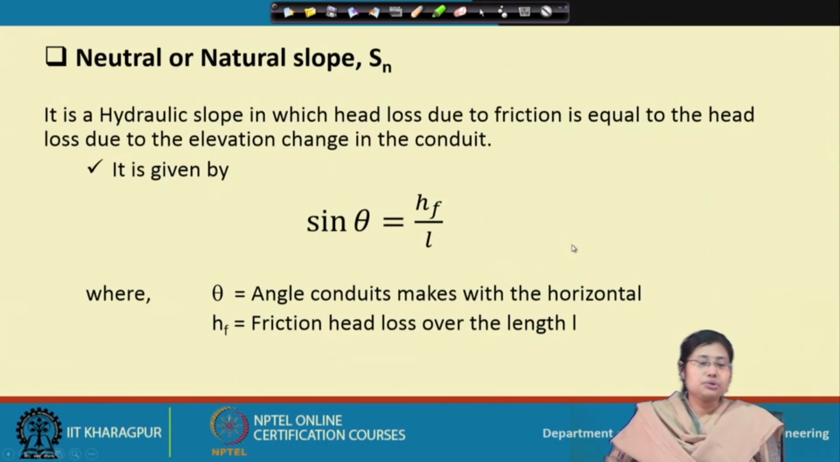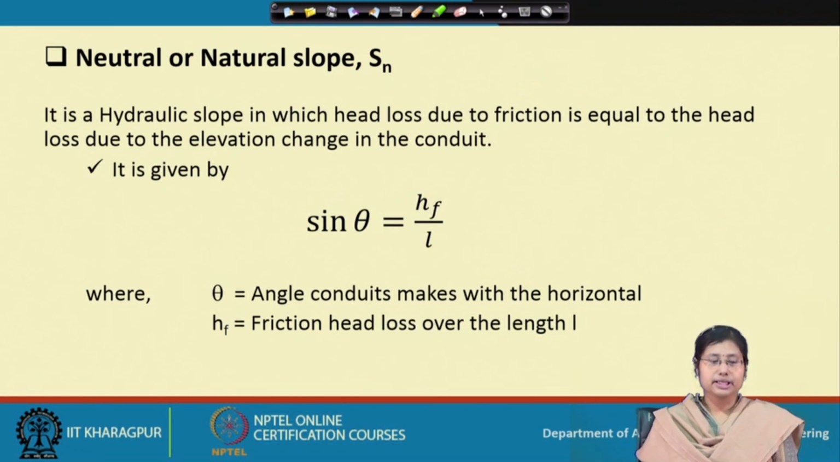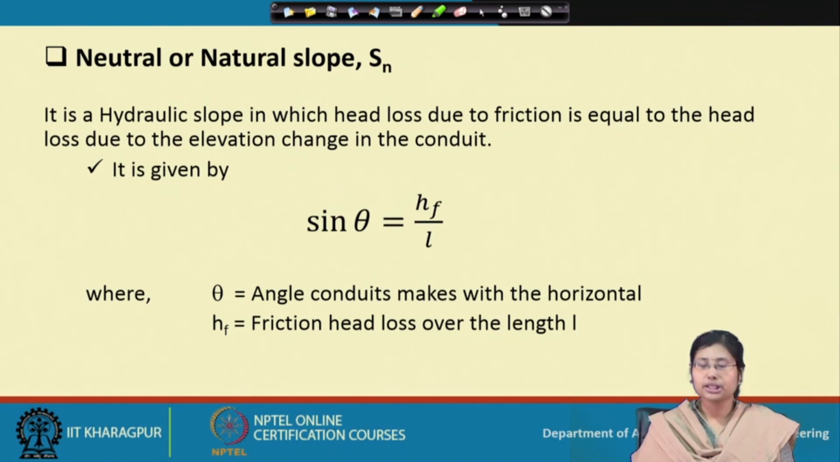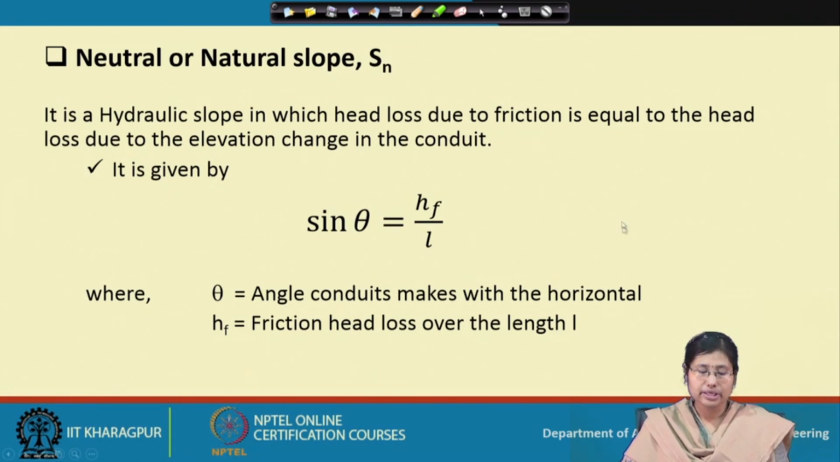Now, coming to the neutral or the natural slope. It is a hydraulic slope in which head loss due to friction is equal to the head loss due to elevation change in the conduit. It is given by the sine of the angle that the conduit makes with the horizontal. Here it is a function of the friction head loss over the length L. So, sin theta is a function of hf divided by L.